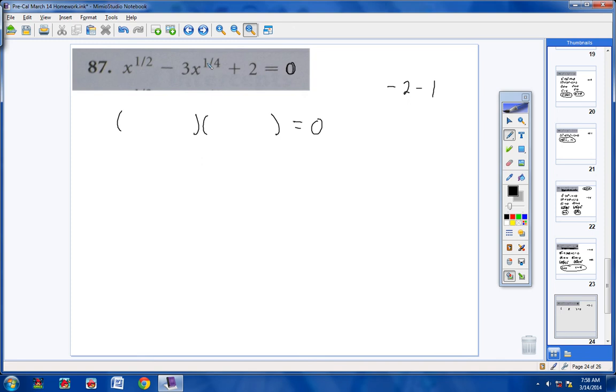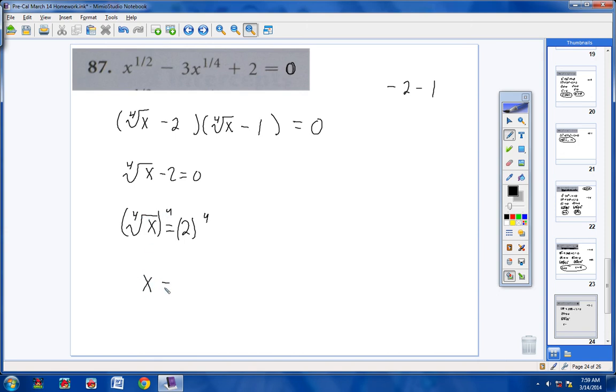So I am totally ready to factor. And notice my middle term is x to the 1/4. I'm going to go ahead and put the 4th root of x, if that's okay with you guys, and then -2. And then instead of putting x to the 1/4, I'm going to put the 4th root of x -1. And now here we go, guys. Take this group here and set it equal to 0. Think about this. 4th root of x -2 equals 0. Bring the 2 over and make it a +2. And now how do you get rid of a 4th root? Raise it to the 4th power. Raise this side to the 4th power. The 4th root to the 4th power is what's on the inside. 2 to the 4th power is 16. And so there's one answer. We're going to check it later for extraneous solutions.